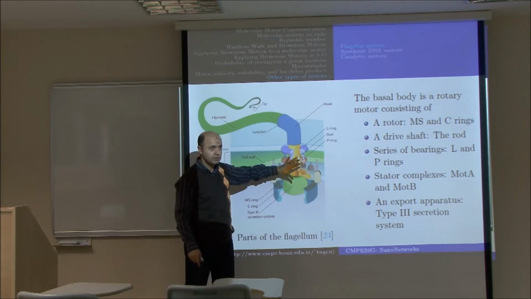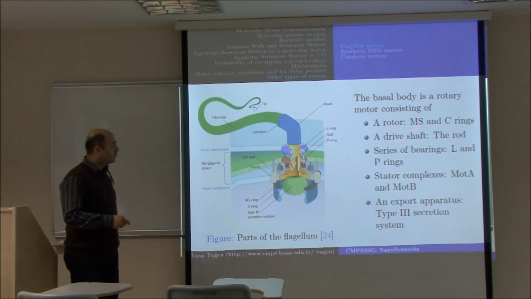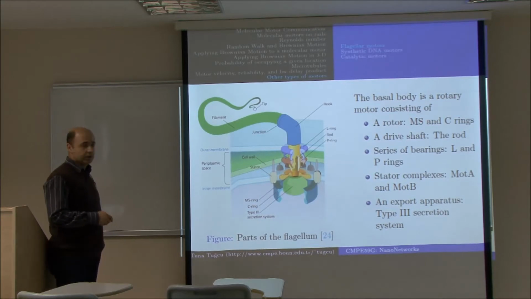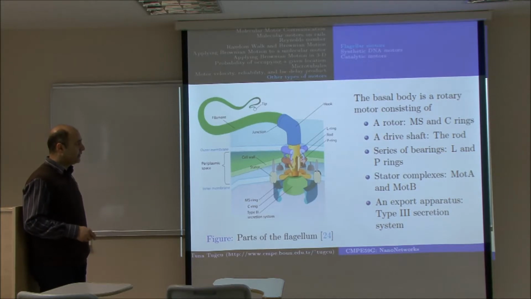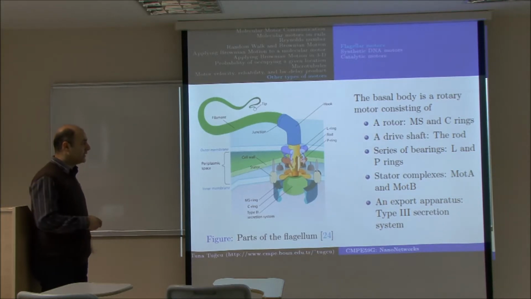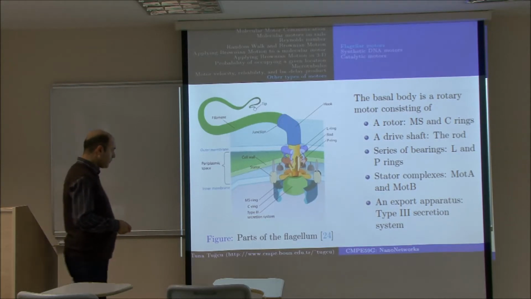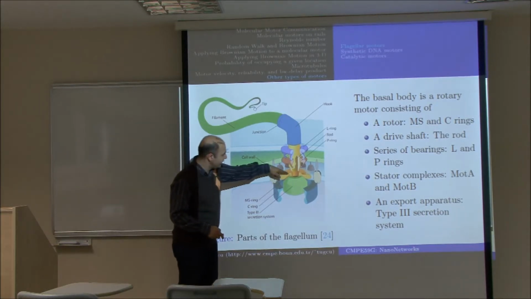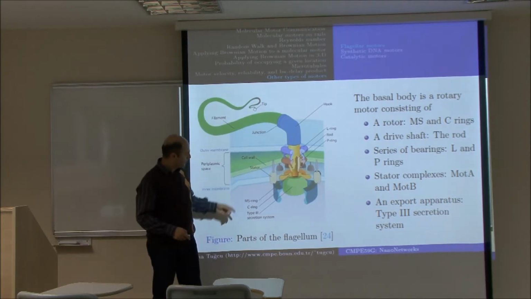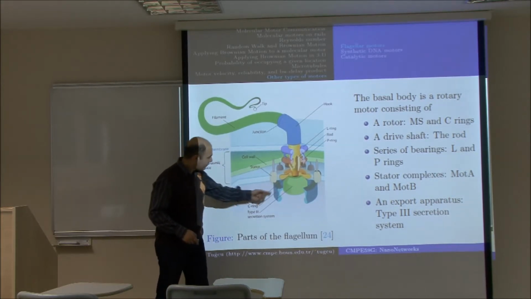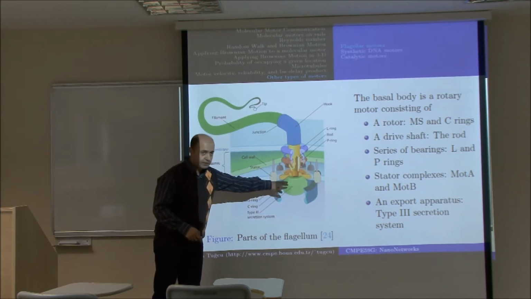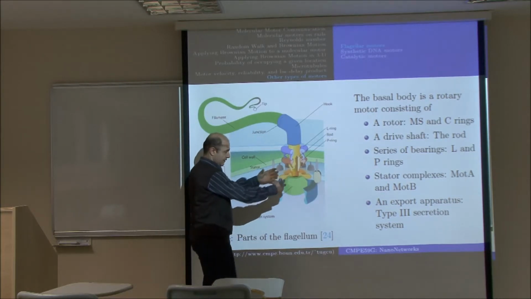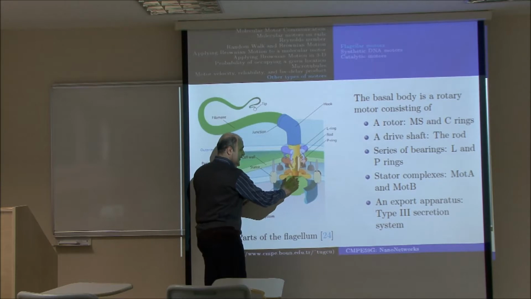Okay? So the basal body is a rotary motor which consists of a rotor, a drive shaft, a series of bearings, stator complexes, and an export apparatus. So you have the MS ring, which is this yellow ring here. You have the C ring, which is this blue ring here, and the type 3 secretion system here. So inside these rings, this green thing will rotate actually.